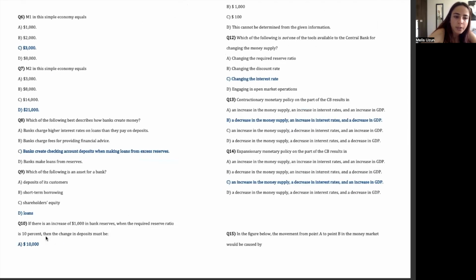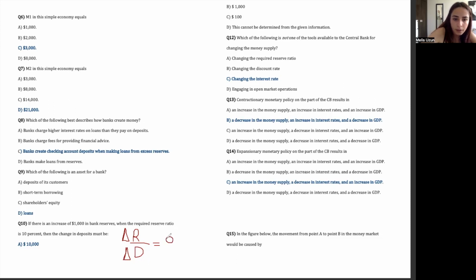Question 10: if there is an increase of 1,000 in the bank reserves when the required reserve ratio is 10%, then the change in deposits must be. So how do we calculate the required reserve ratio? We divide reserves by deposits, and it is equal to the required reserve ratio. So if there's an increase in bank reserves, which is 1,000.